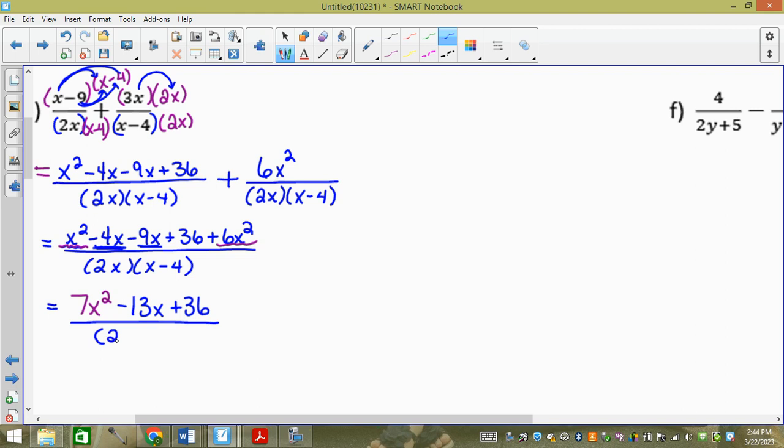2x, x minus 4. X can't equal what? What can't x equal? 0 and 4.